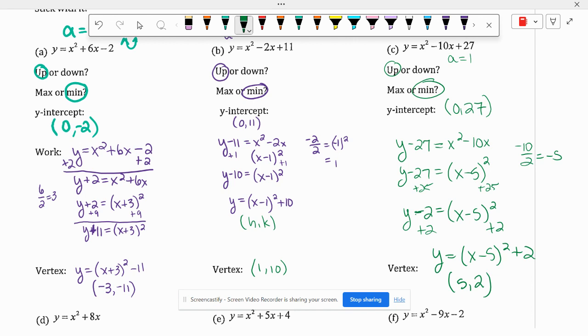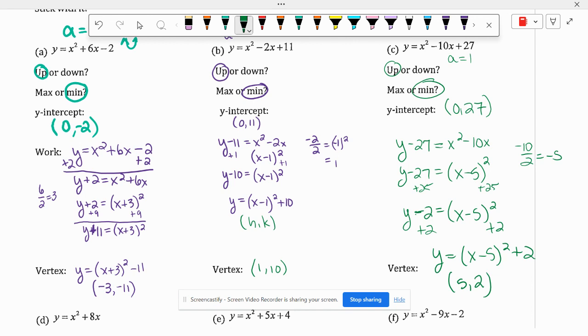Your vertex, that's your h coordinate and your k coordinate. Right? We do this one together. So does it open up or down? As a minimum. What's the y-intercept? It's 0. What did it do with 0? Good job. So let's turn this into standard form.